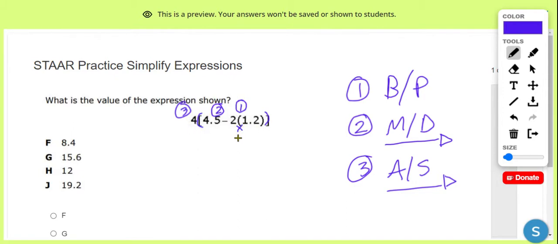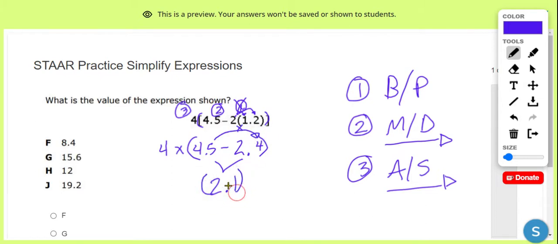So 2 times 1, and then 2 times 2. Then rewrite the expression. And the number outside means that's going to be multiplied. So step one, we're done with that. Step two, 4 minus 2 is 2. Then 5 minus 4 is 1. And so we're done with step two.